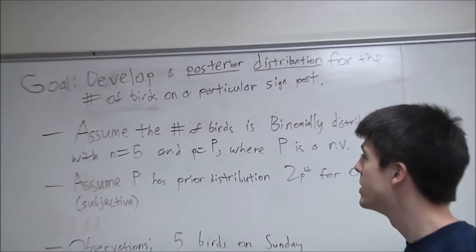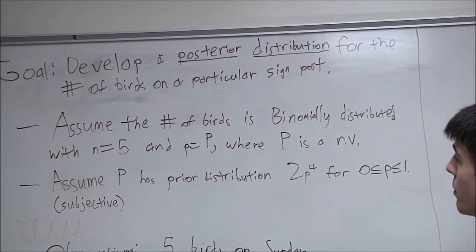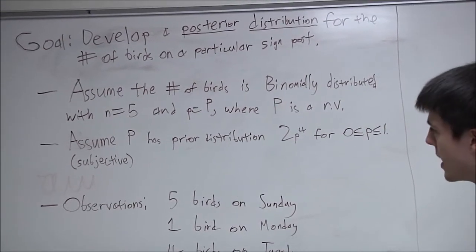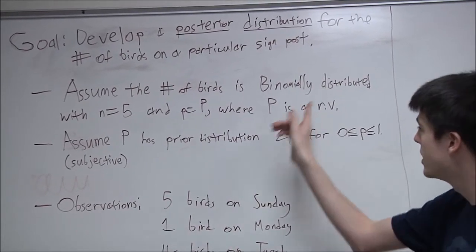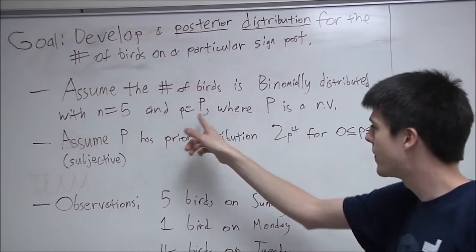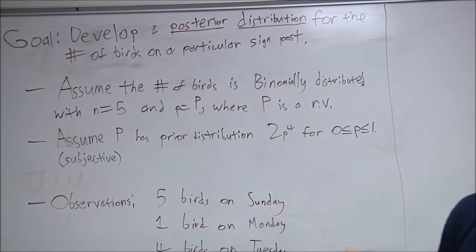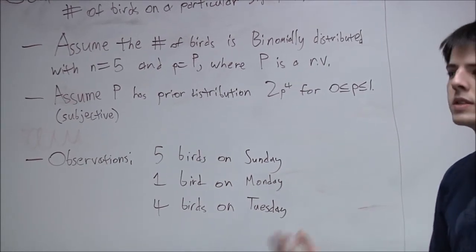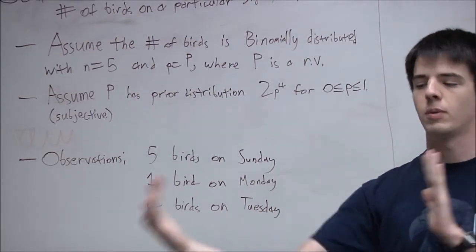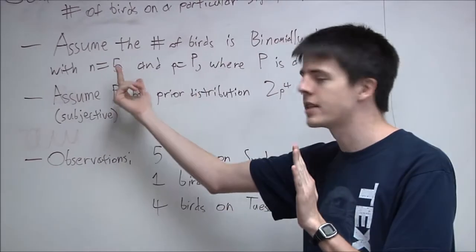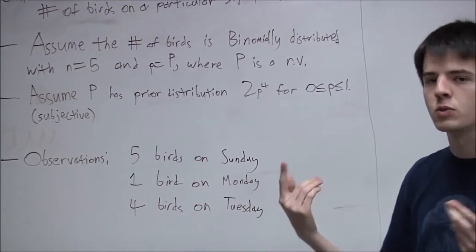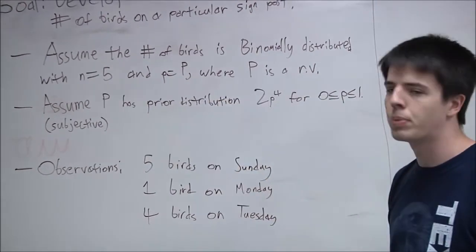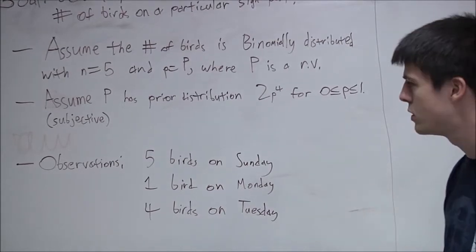The goal of the problem is to develop a posterior distribution for the number of birds on a particular signpost. Some of our given information is that we're assuming that the number of birds on this signpost is binomially distributed with n equals 5 and p equals capital P, where capital P is a random variable. The reason I've selected a binomial distribution is because it's reasonable to assume that the signpost only has so much physical space, so maybe only 5 birds can fit on it, and each bird independently chooses whether or not they want to sit on the signpost at any given time. So a binomial distribution is a perfectly reasonable assumption for our model distribution.